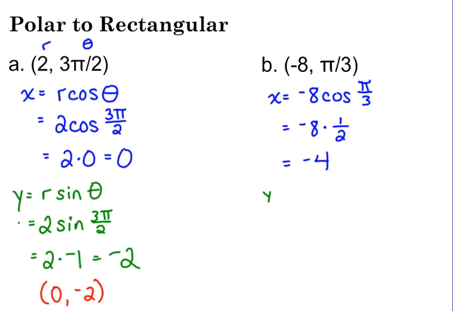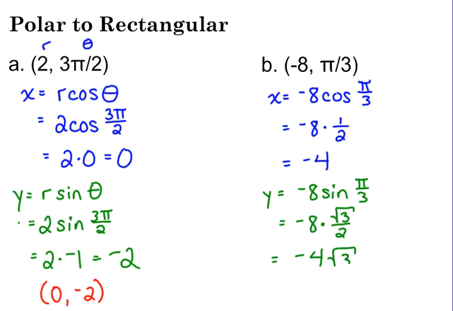The y value, on the other hand, would not. Negative 8 times the sine of pi over 3. What's the sine of pi over 3? Square root of 3 over 2. So the y coordinate here would end up being negative 4 square roots of 3. So the point in the rectangular system is (-4, -4 square roots of 3).